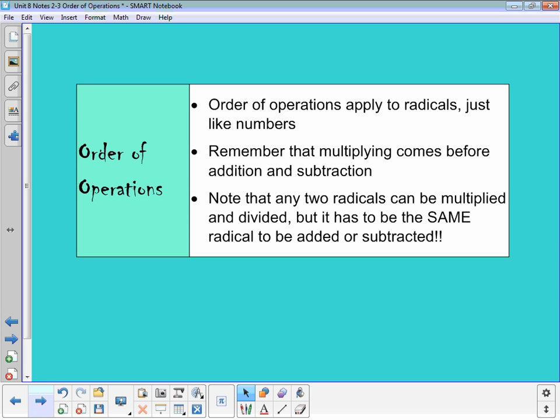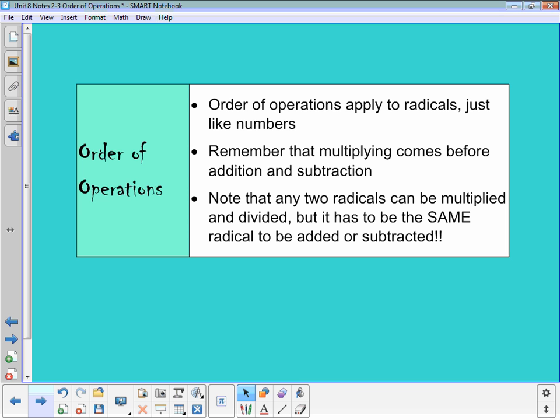All right, let's take a look at this order of operations stuff. Order of operations is what we talked about, how you go about simplifying numbers. There's a certain order in math that we have to do that in, and the same applies to radicals as well. So that's what we need to remember. The biggest thing is that multiplying and dividing are going to come before addition and subtraction. So we need to first get our multiplying out of the way and then take care of our adding, or get our dividing out of the way and then take care of our subtraction.